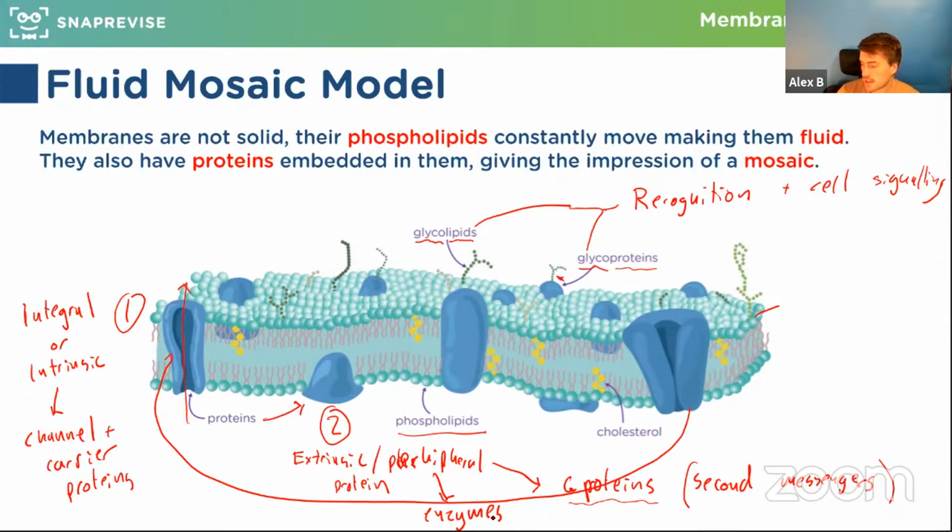Like for example, the ones in our digestive system, like maltase that will break down maltose into glucose that can be absorbed. They're actually in the wall of the villi. They're embedded into that wall. So any maltose that floats past is then broken down and absorbed.